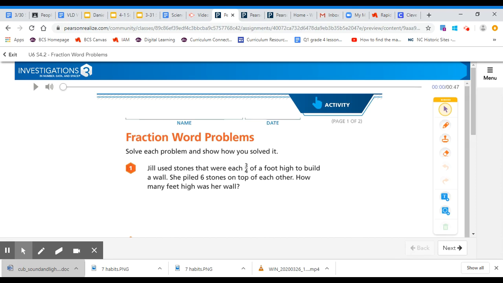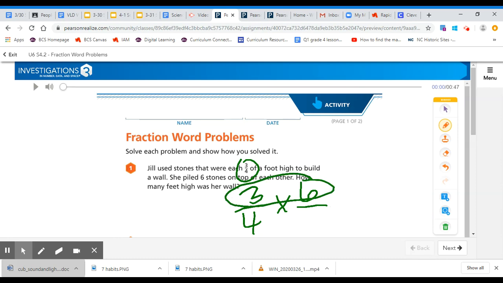Yes. So Jill used 3/4 of a foot high to build a wall. She piled 6 stones on top of each other. How many feet high was her wall? So we're going to multiply that by 6. Again, remember when you multiply fractions, you're only multiplying that numerator because the denominator is 1, because it's 6 wholes, so that would leave it the same. So we've got 18 over 4.